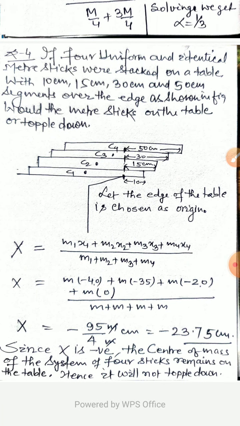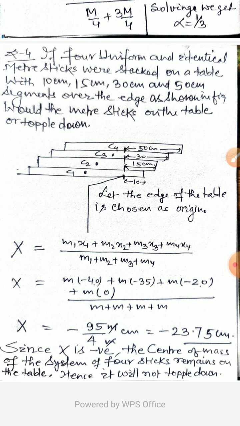Next question, if four uniform and identical meter sticks were stacked on a table with 10 centimeter, 15 centimeter, 30 centimeter and 50 centimeter segments over the edge as shown in the figure, would the meter sticks stay on the table or topple down? Means this arrangement will be stable, remains on the table or topple down, that we have to decide. How we will decide? If the center of mass of this system lies on the table, the arrangement will be stable, it will not topple down, and if center of mass of the system lies outside the table, it will fall down.